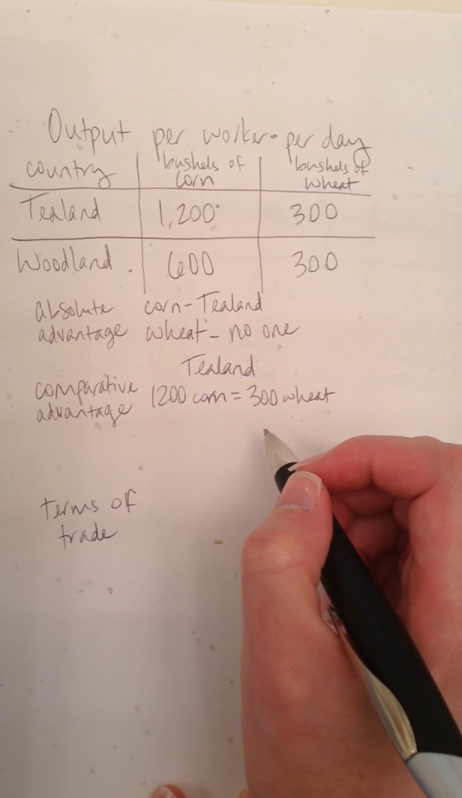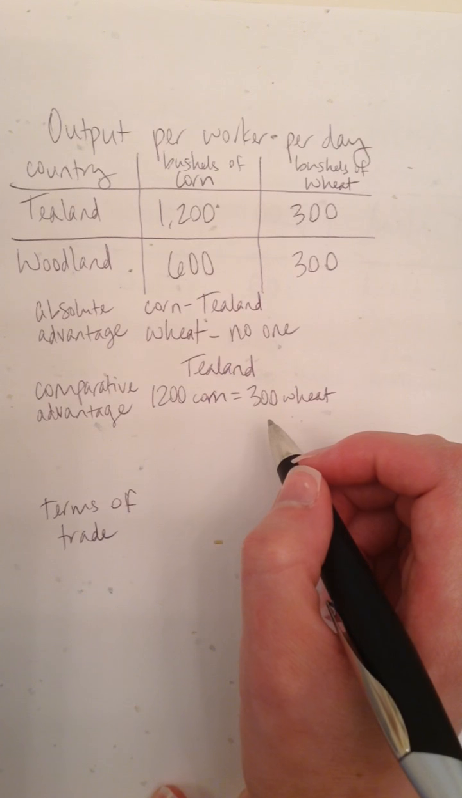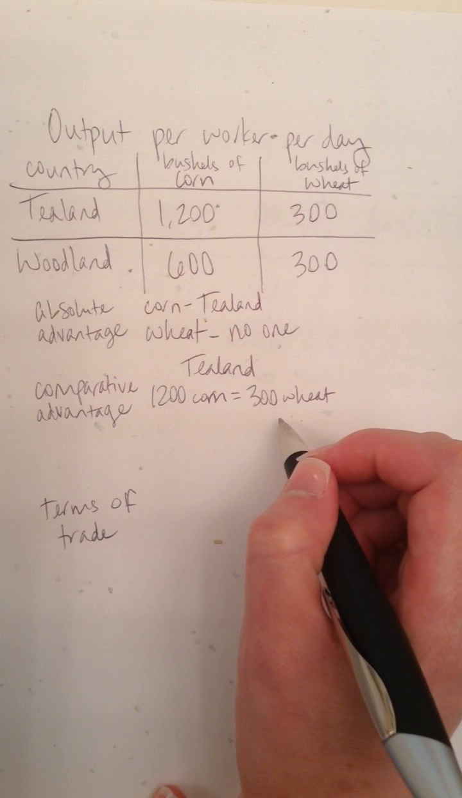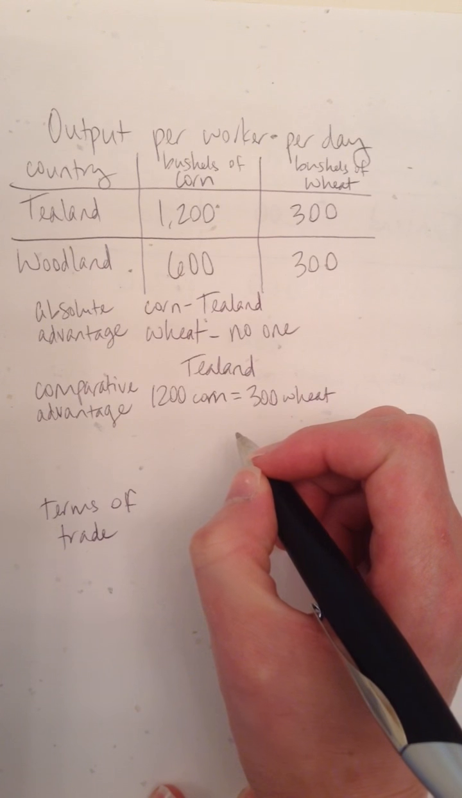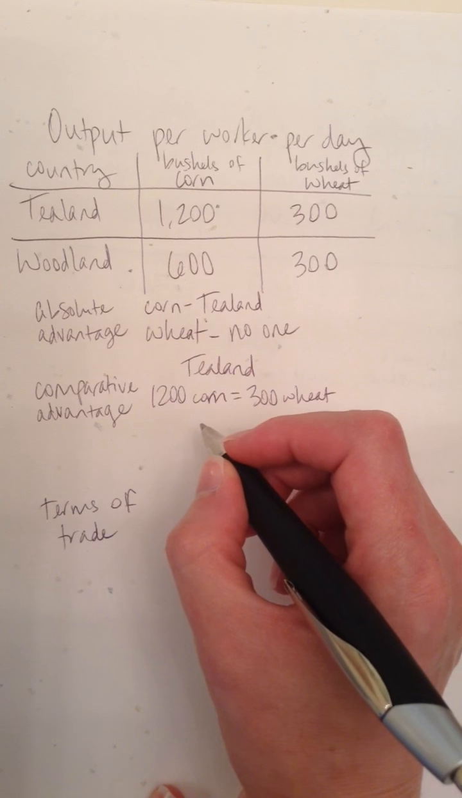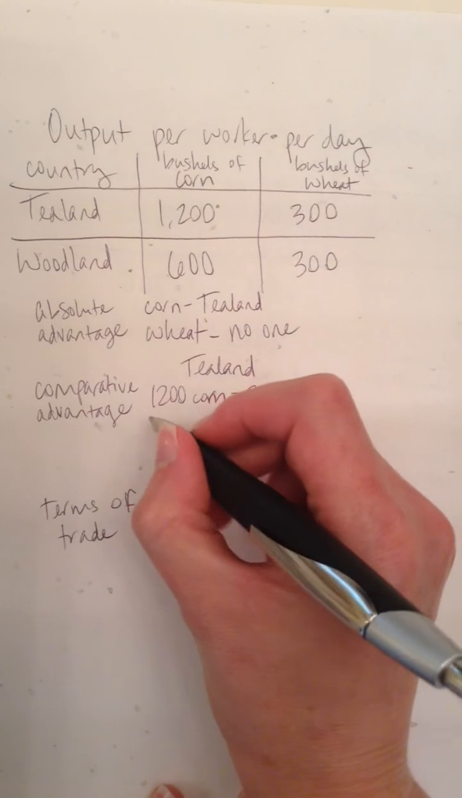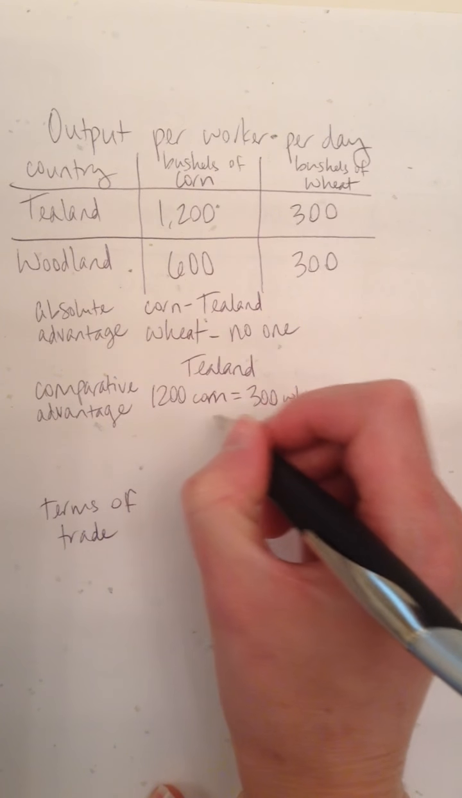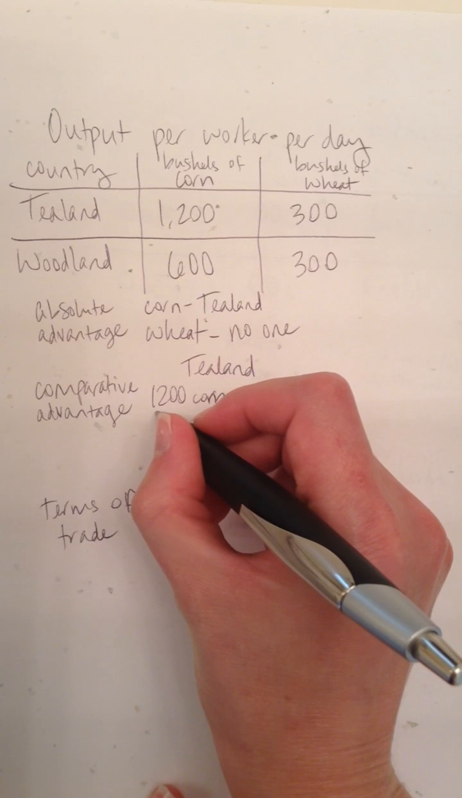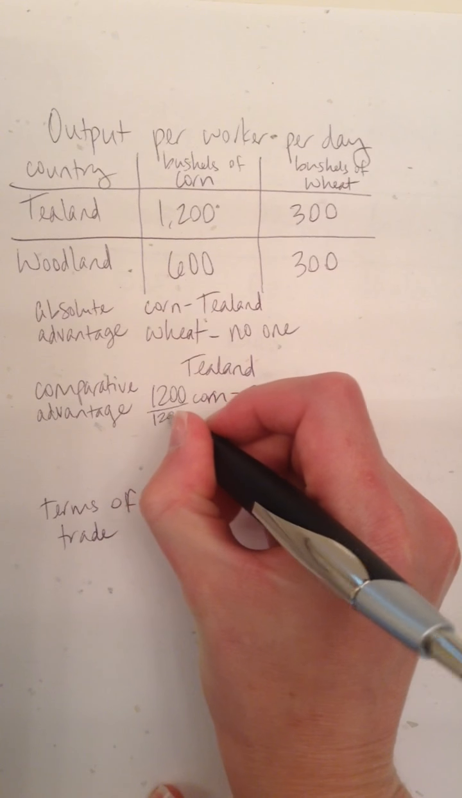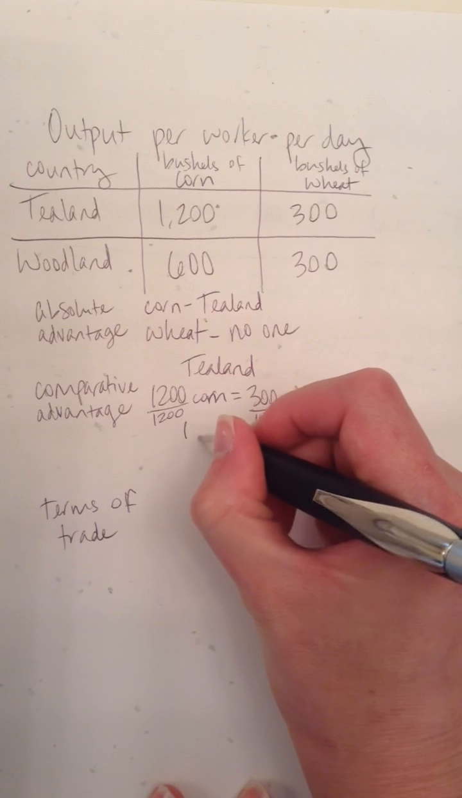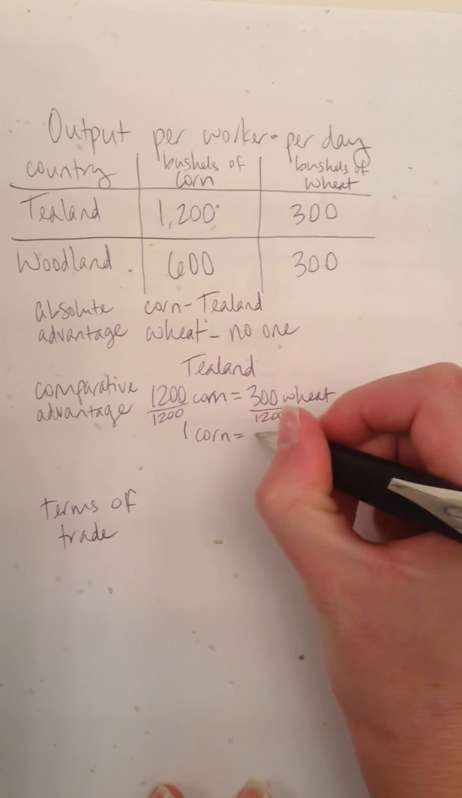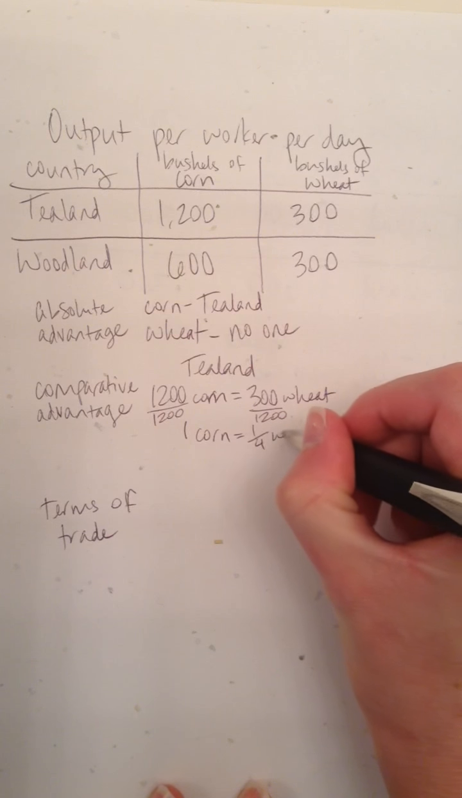And since in this example these countries are only producing two things, the next best alternative of producing corn is wheat, and vice versa. So let's find the opportunity cost of producing 1 bushel of corn in terms of wheat. All we have to do to find that is get corn by itself, and to do that we just have to divide both sides by 1,200, and we will get that 1 corn equals 1/4 of a bushel of wheat.